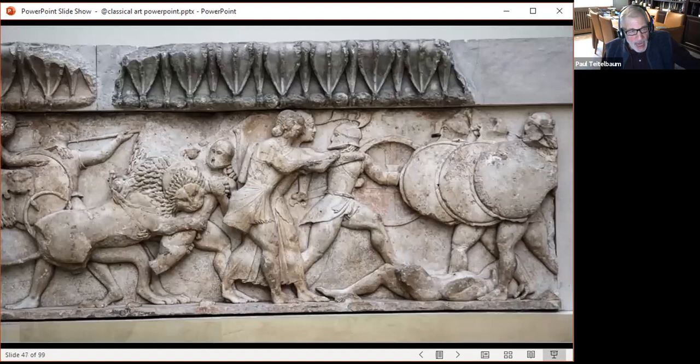And here is from the same structure, also the Siphnian Treasury. This is the north side. And this is a well-known scene called Gigantomachy, which is the war between the gods and the giants. Very common scene on temples. I think it may have been depicted ultimately on one of the friezes in the Parthenon. And what's interesting here is that the giants are not giants. The giants are depicted as ordinary Greek hoplites.